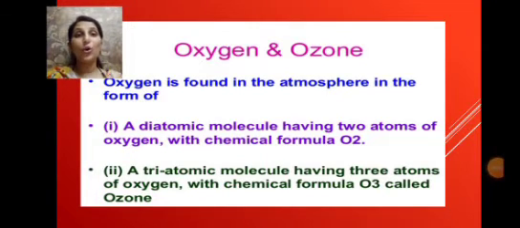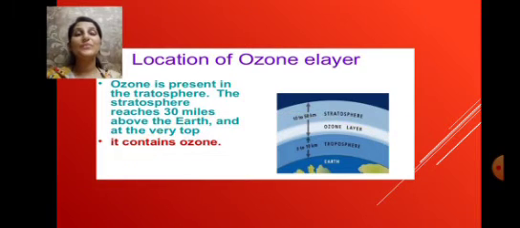Have you heard of ozone? We've surely heard of oxygen. Oxygen, where is it found? It is found in the atmosphere in the form of a diatomic molecule where two atoms of oxygen are combined together to form a diatomic molecule, and its chemical formula is O2. Whereas ozone is a triatomic molecule having three atoms of oxygen, and its chemical formula is O3. So the difference between O2 and O3 is one atom of oxygen.